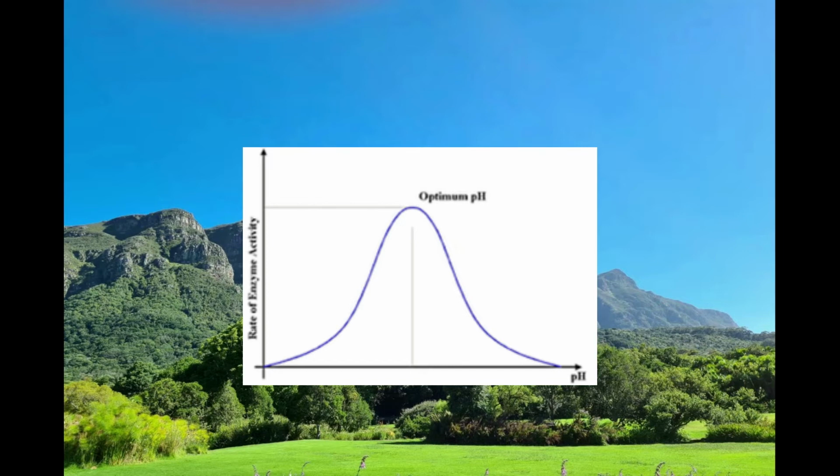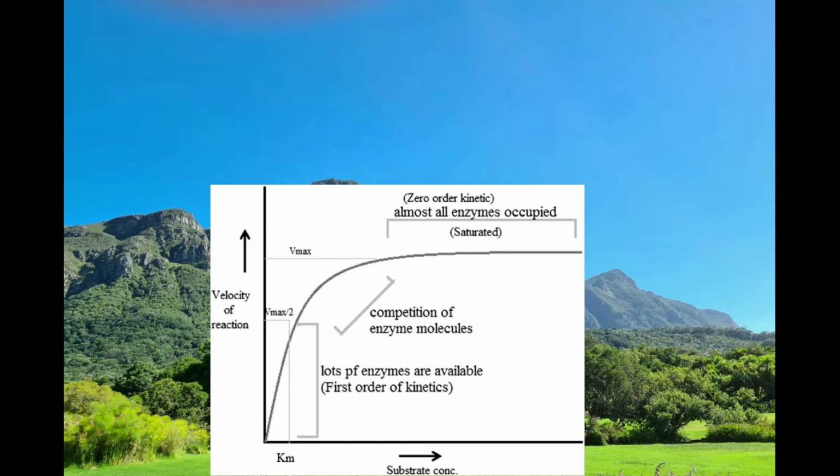Then let us take substrate concentration. What is the effect of substrate concentration on the enzyme? See, when substrate concentration is increased, the enzymatic reaction also increases. If you take this graph, this is the y-axis, enzymatic activity, and on the x-axis you take the substrate concentration. When the substrate increases, the enzymatic activity also increases.